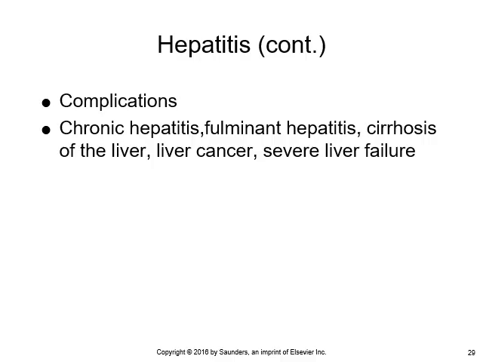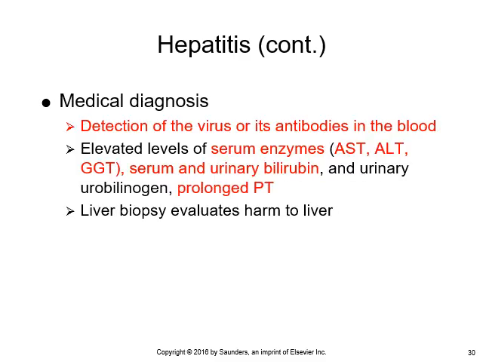Chronic hepatitis, or a hepatitis that is not corrected, can cause cirrhosis of the liver, liver cancer, and even severe liver failure. So to diagnose, we will do detection of the pathogens, whatever pathogens could be causing the inflammation of the liver, maybe a virus or others. We're going to check the antibodies in the blood, and then the elevated level of the liver enzymes.